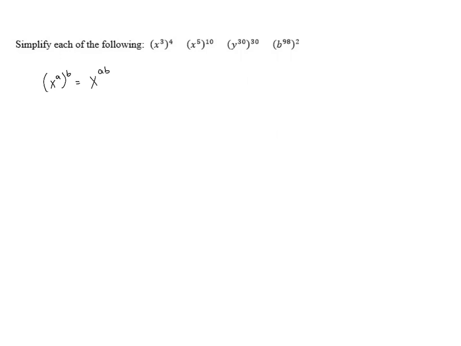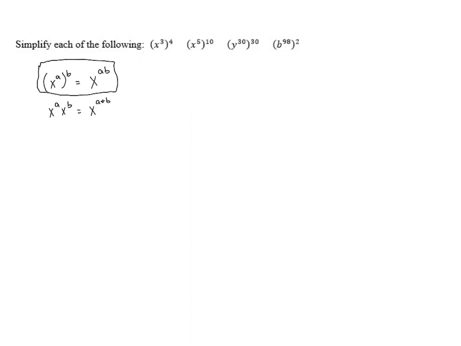In that case, we had 2 powers of the variable being multiplied, x to the a times x to the b, and we added the exponents, x to the a plus b. That's what we saw before, but now we're looking at one base with 2 exponents on it. And in this case, we multiply those exponents.